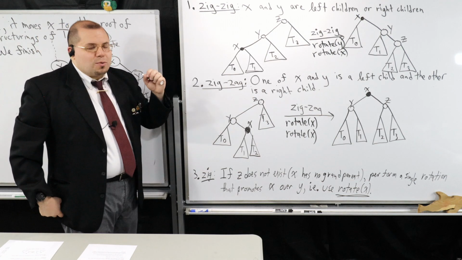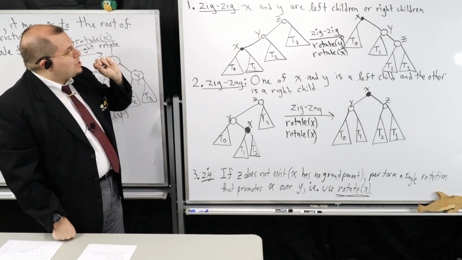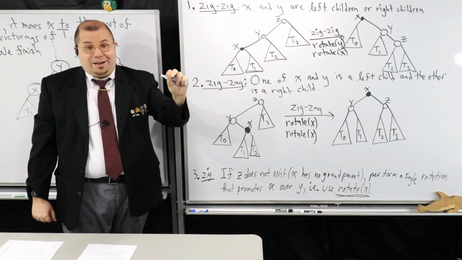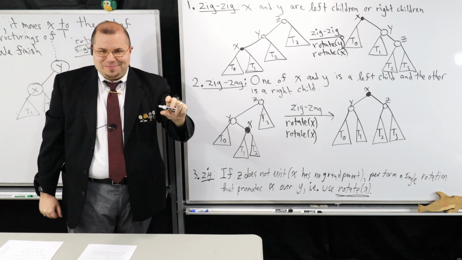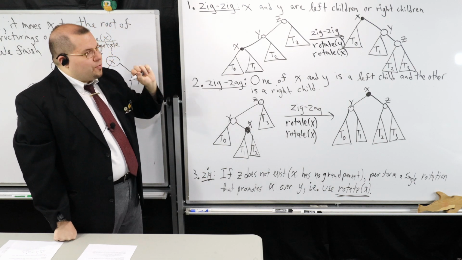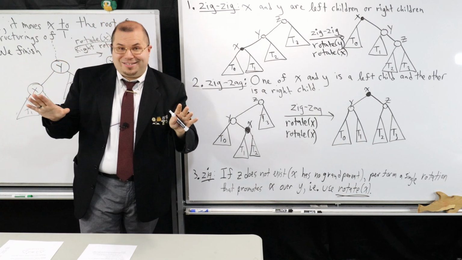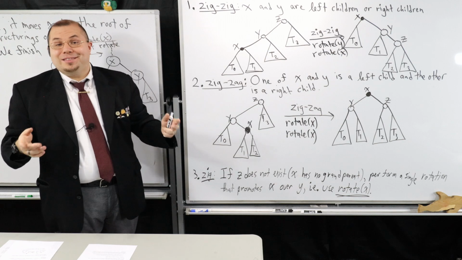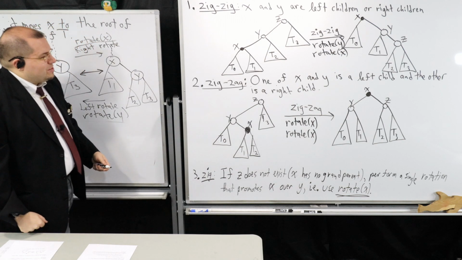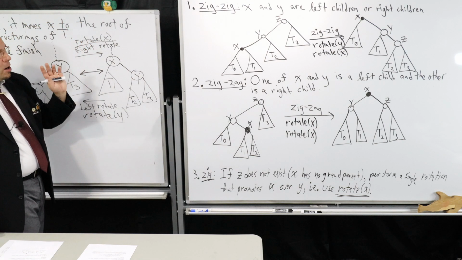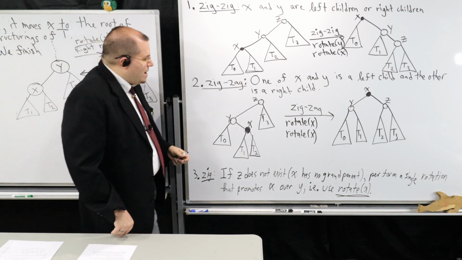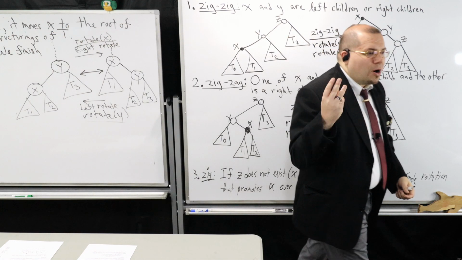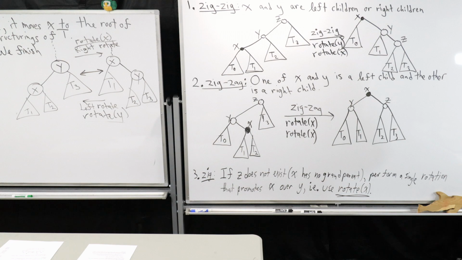Remember the setup here. I imagine I just select a node X, and I'm going to perform this splay operation on X. I don't know anything about what happened with X. It's just some arbitrary node in the tree. I'm just considering three possibilities that could happen so that I can move X to the root.